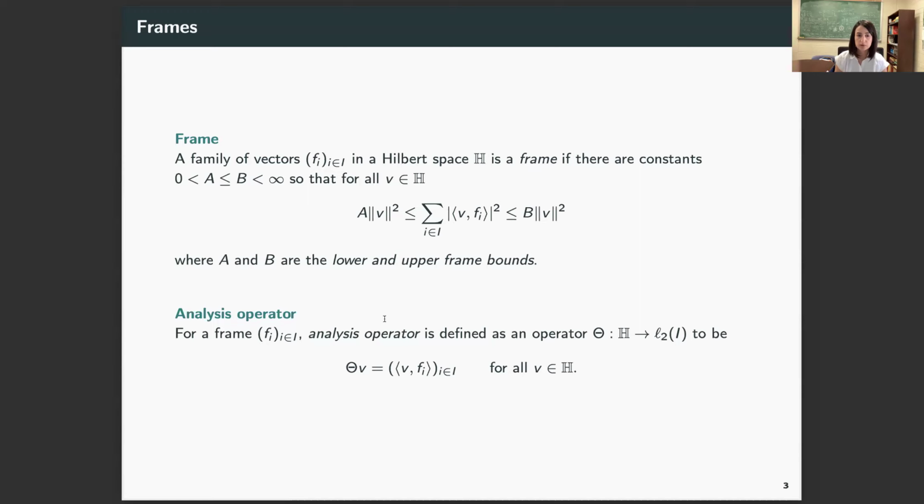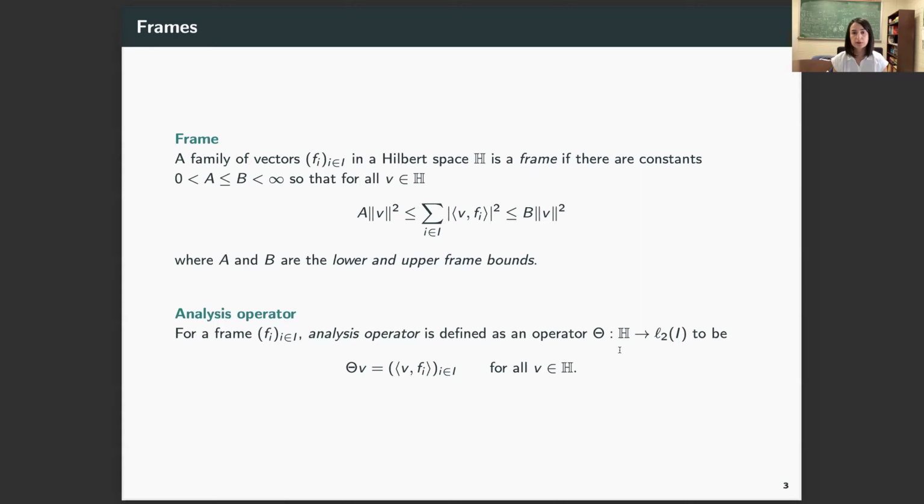Another definition that I want to introduce at the beginning is the analysis operator. The analysis operator takes elements from the Hilbert space H to little l2, and it works in a way that when theta is applied to our vector V, I'm looking at the frame coefficients, the inner products of V and f_i, which I'm going to call the frame coefficients from now on.